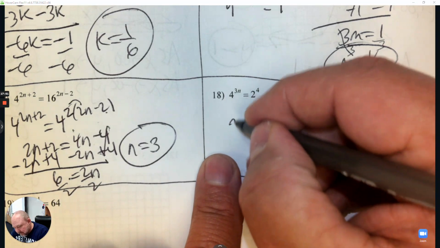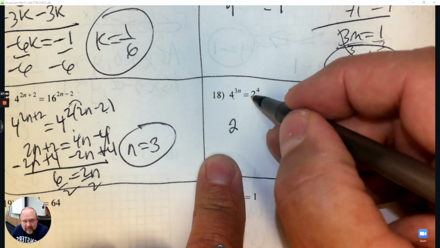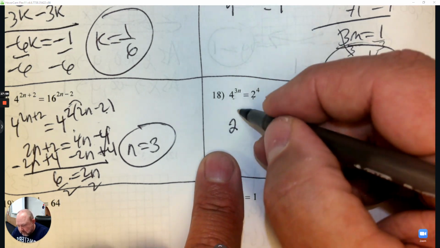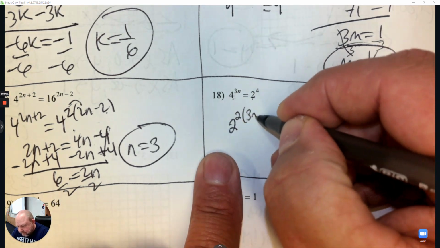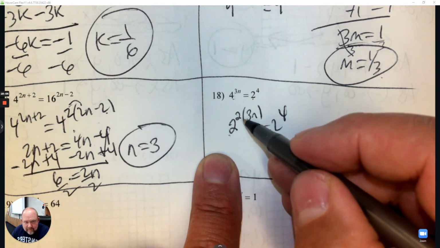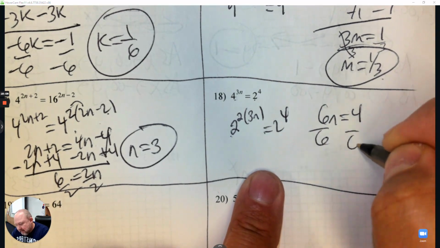18, again, I need the bases to be the same. So instead of 4, I take the smaller base. I use it as a common base. 2 to what exponent is 4? So 2 to the exponent 2 is 4. There's already 3n, so they multiply together, and then you divide and have your answer.